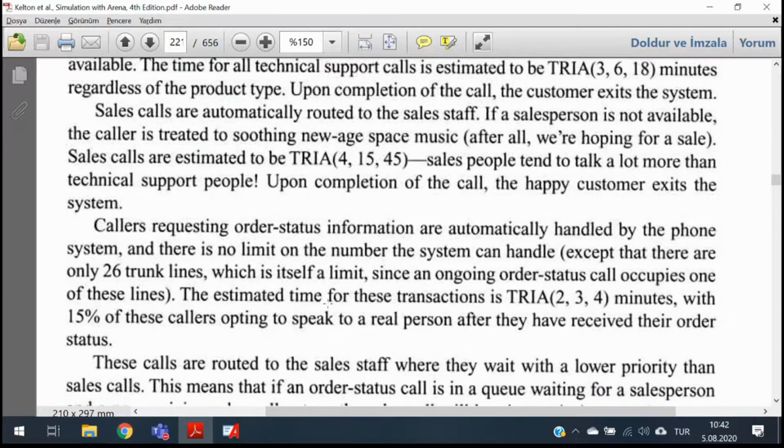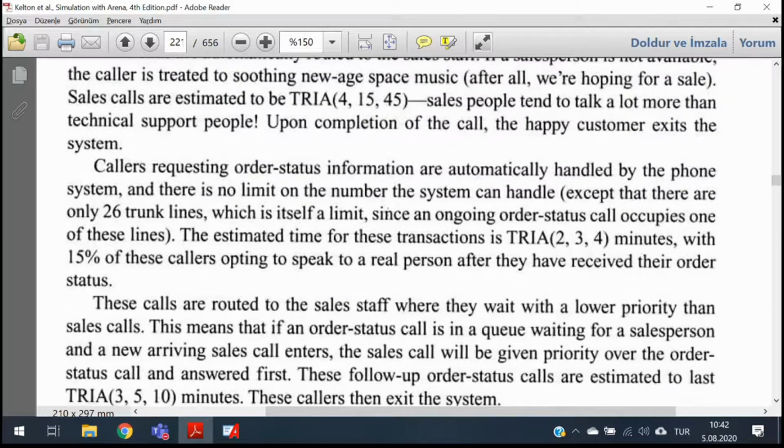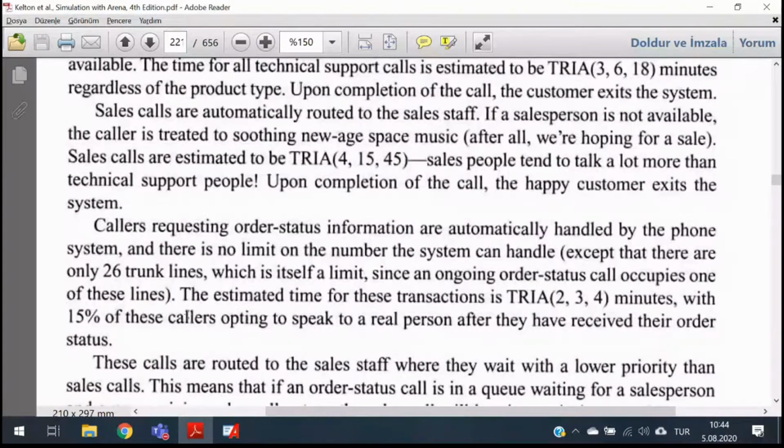Callers requesting order status information are automatically handled by the phone system, and there is no limit on the number the system can handle, except that there are only 26 trunk lines, which is itself a limit since an ongoing order status call occupies one of these lines. The estimated time for these transactions is triangularly distributed, again with 2, 3, 4 minutes, with 15% of these callers opting to speak to a real person after they have reached their order status.